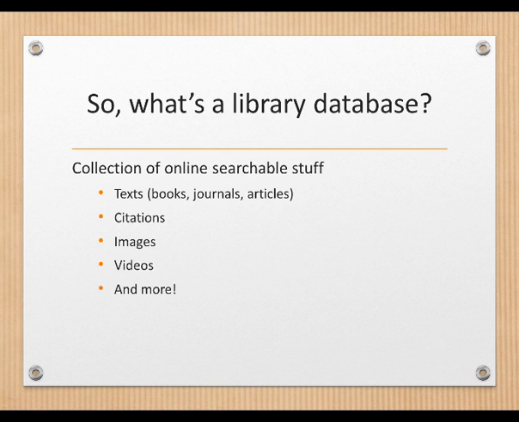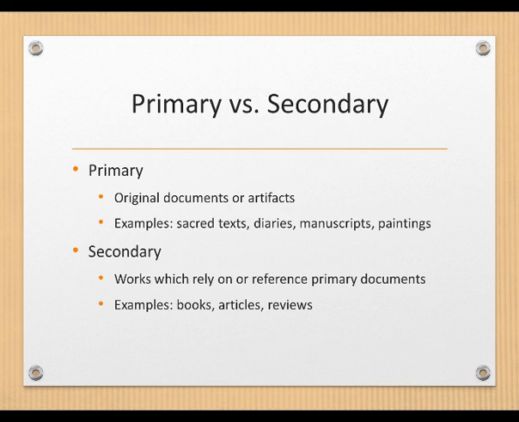So what do we mean by a library database? Simply that it's a collection of online searchable stuff. In our case, it's usually texts, such as books, journals, articles, etc. Some of them may be full text, some of them may be just citations. But there are also databases that include images, videos, and more.